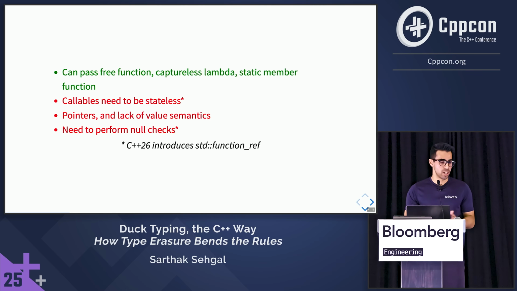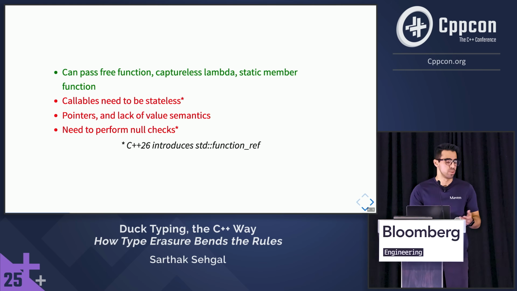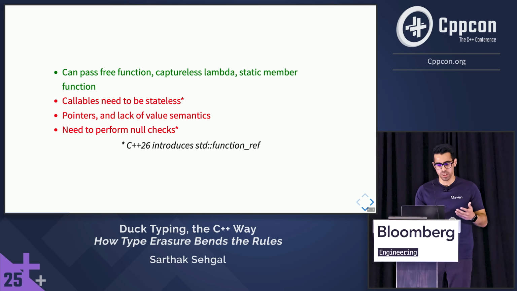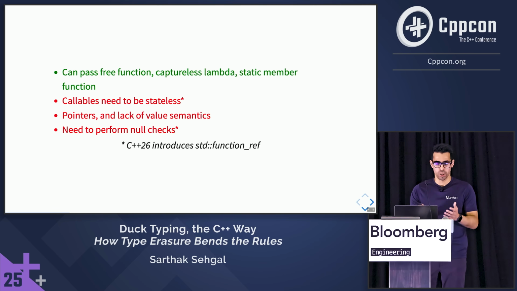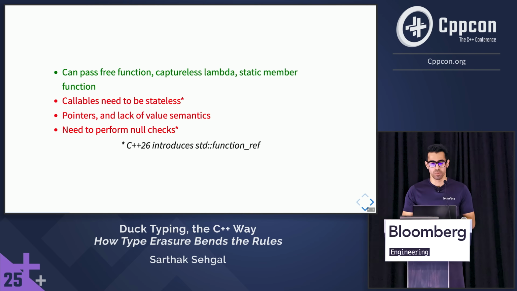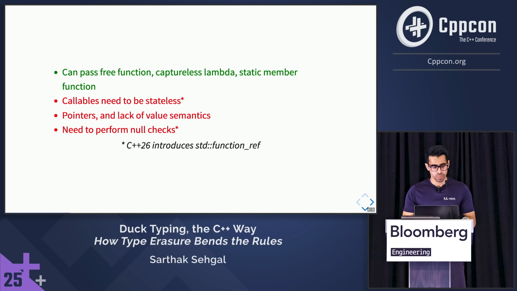And I have those asterisks there because C++26 introduces std::function_ref, which can be used instead of raw function pointers. It does allow some things like calling stateful lambdas, lambdas which capture some state. I haven't looked into the implementation, but I believe it does type erasure under the hood as well. I'm not going to focus on how std::function_ref is implemented. Instead, I'll talk about std::function, and I believe that will provide the building blocks for function_ref.